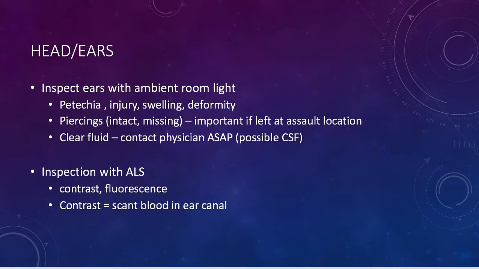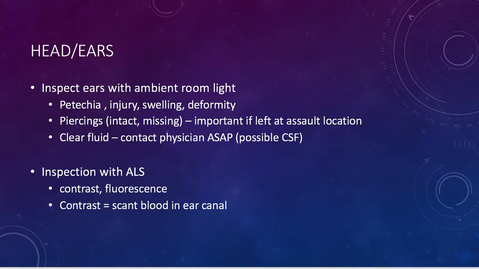Moving to the ears, you'll inspect the ears with ambient room light, and you're looking for injury, swelling, deformity, or petechiae. Also consider piercings, if they're intact or if they're missing. If the patient was wearing earrings during the assault and there's none, or there's one missing or both missing, then it's important to notify the detective on the detective notes, or let them know as soon as you can. It may be an important component for them to assess the scene, so it may be left at the assault location, and that can help correlate the patient's statement with the events of the assault.